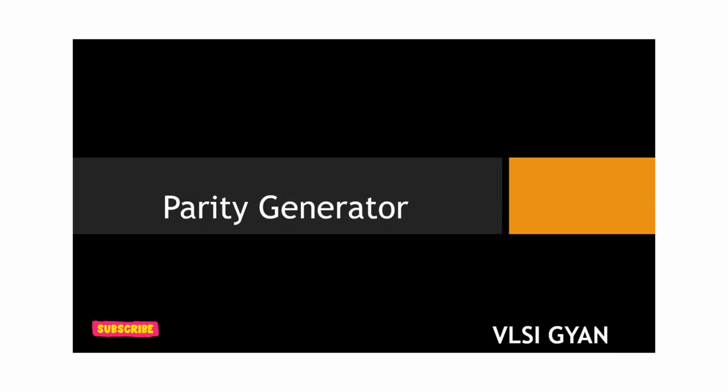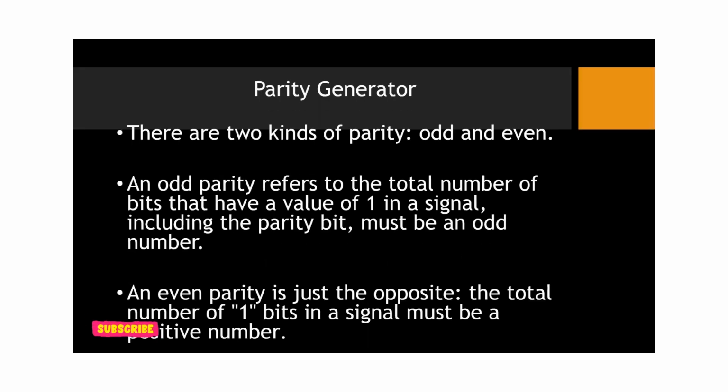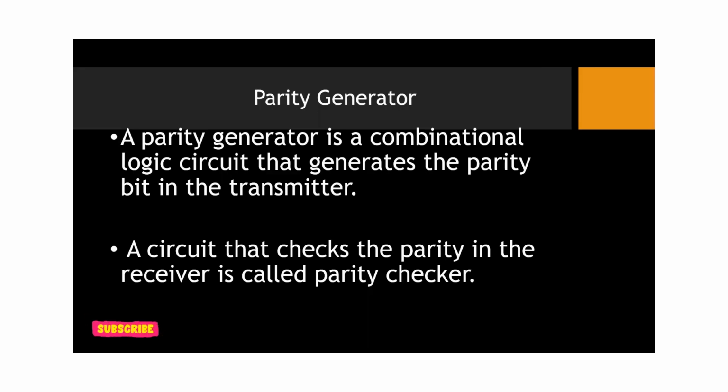So we will see what is parity generator. A parity generator is a combinational logic circuit that generates the parity bit in the transmitter. Basically, friends, we use this parity generator for transmission of data between transmitter and receiver. So we want to secure the data. Whatever data we are transmitting, we want to check whether it is being received properly or not.